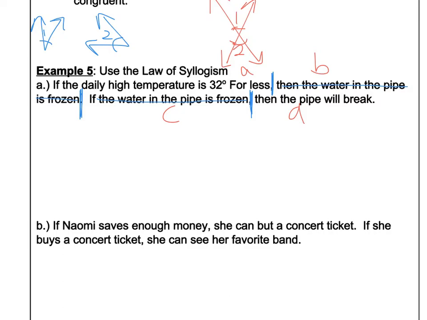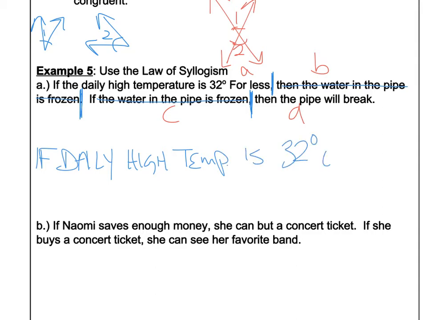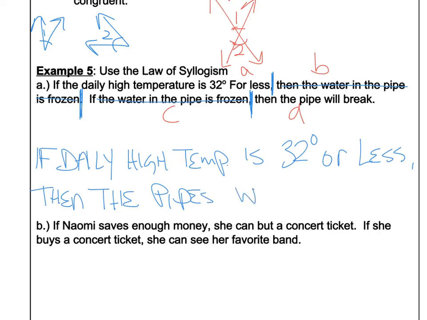We can write an if-then statement that concludes this situation. So we would say, if the daily high temperature, just write temp, is 32 degrees or less, then what will happen? The pipes will break. Then the pipes will break.